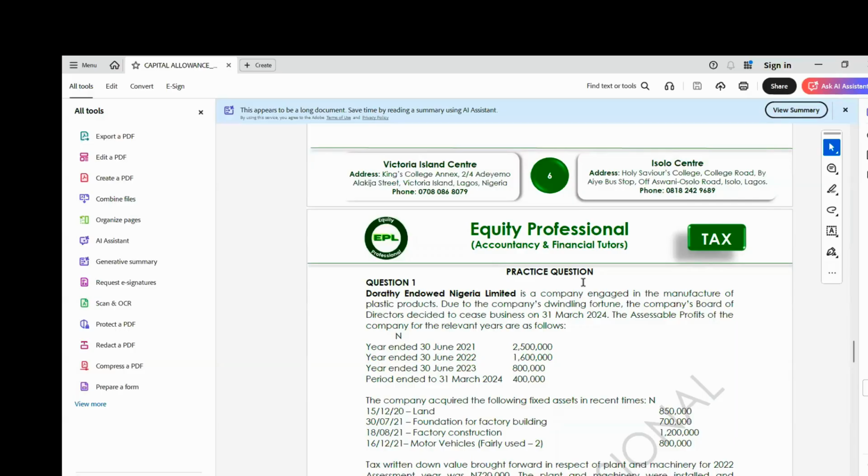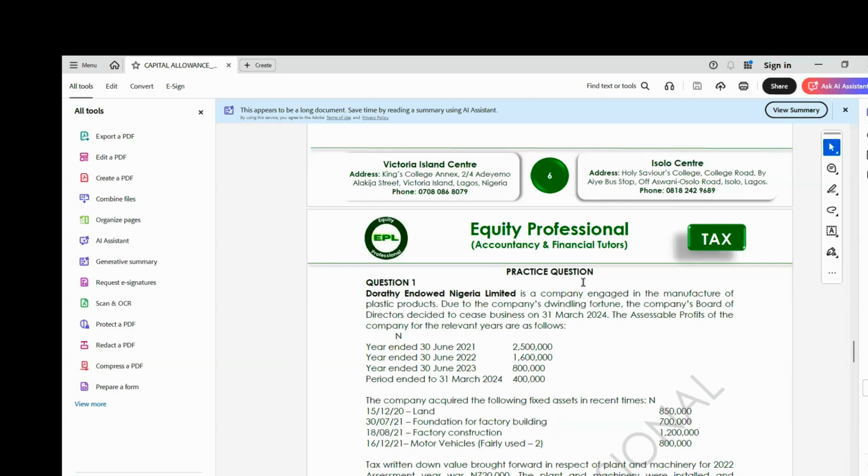Question number one. We have the question of Dorothy Endow Nigeria Limited, a company engaged in manufacture of plastic products. Due to the company's dwindling fortune, the company's board of directors decided to cease business on 31st March 2024. The assessable profit of the company for the relevant years is as follows: for year ended 30 June 2021, 22, 23, and up to the date of cessation. All figures are provided.